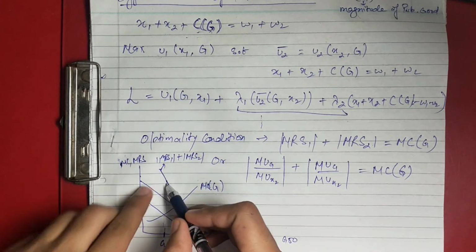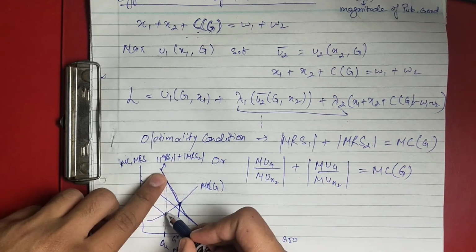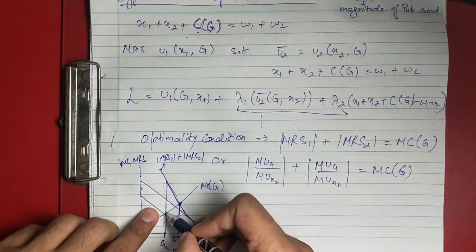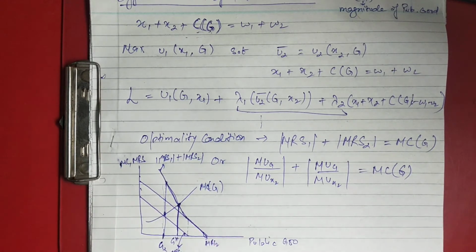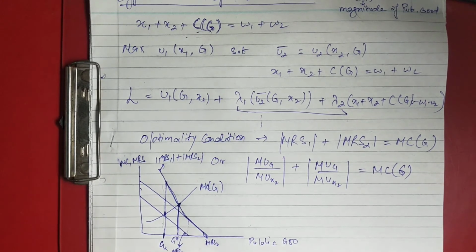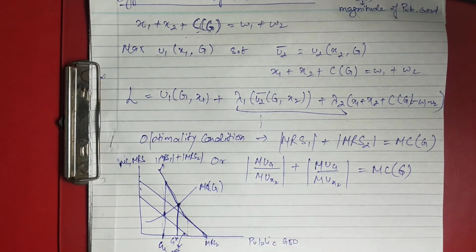So this is the case where your MRS is greater than MC, because at this point MC is this and MRS is this. So at this point there is no optimality. What will you do? You will start spending more on the public good, because efficiency requires that spending on the public good should increase.